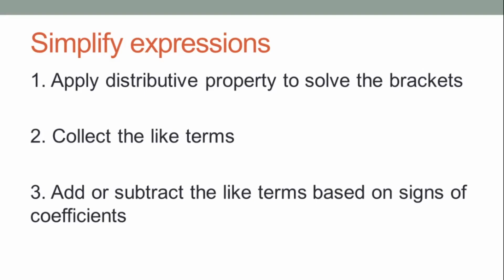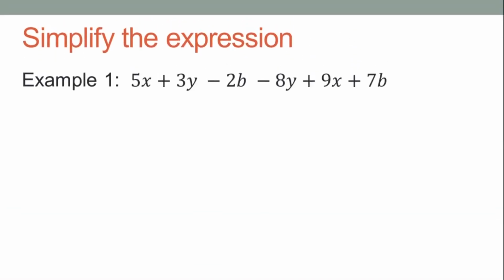So let's start with the first example. Here we have to simplify this expression. As you can see, there are no brackets in the expression. So we will first collect the like terms. 5x and 9x have the same variable of x and the same power of 1, and hence they are the like terms. Next, 3y and minus 8y have the same variable of y and the same power of 1. So they are the like terms.